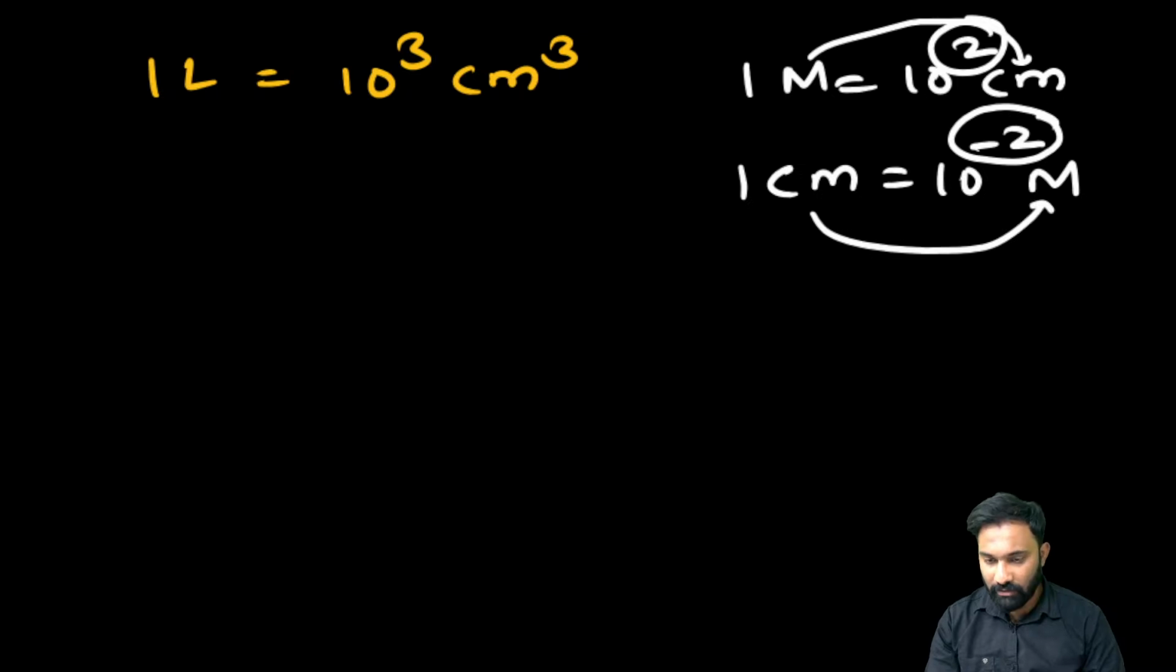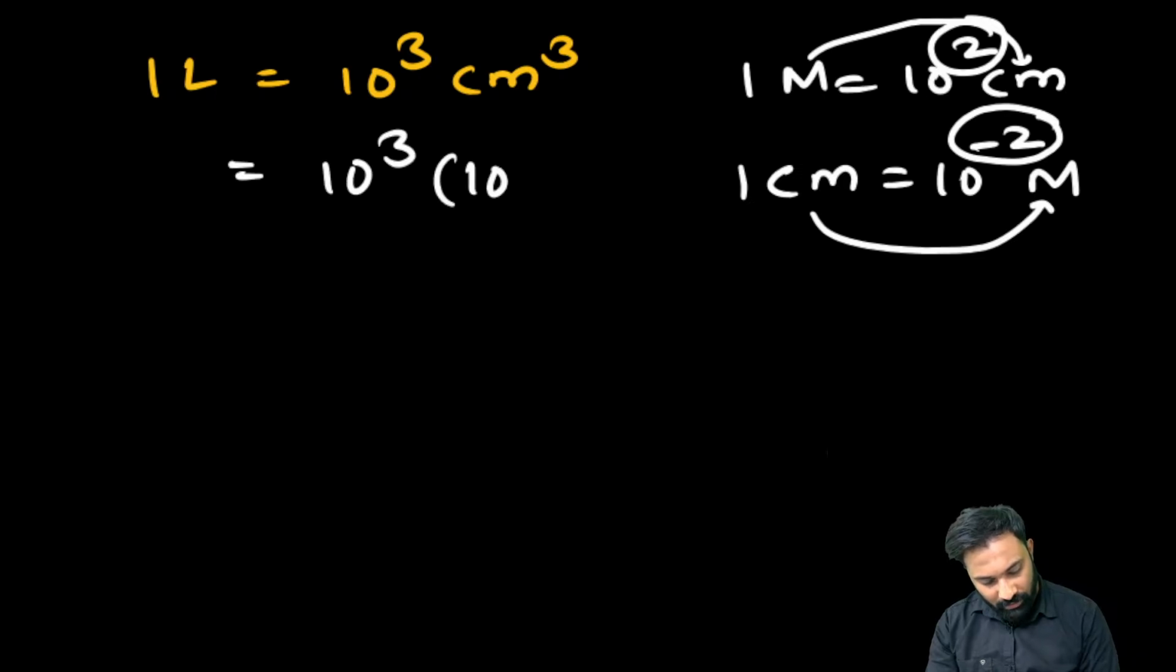Now 1 centimeter is equal to 10 to the power minus 2 meter. Then this 1 centimeter cube, he is asking, so just substitute here 10 to the power 3 times 10 to the power minus 2 meter whole cube.